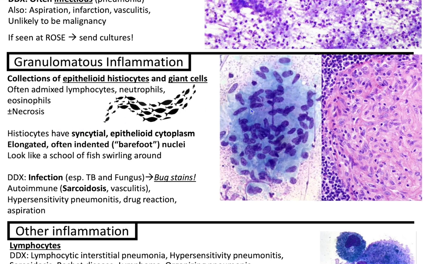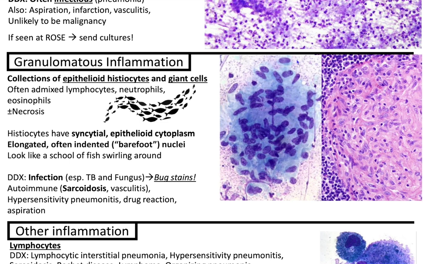Histiocytes have syncytial epithelioid cytoplasm. They're elongated, often indented like a boomerang or barefoot nuclei, and it looks like a school of fish swirling around. And here's your H&E correlate of your cytohistology of a granuloma.